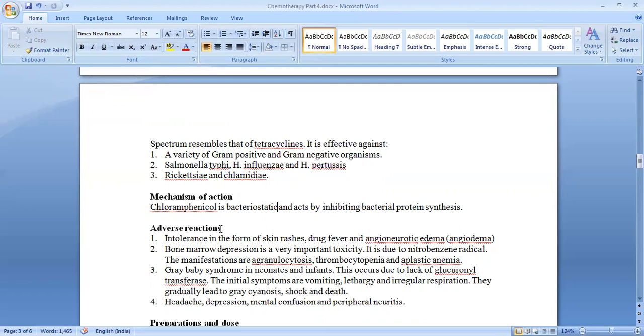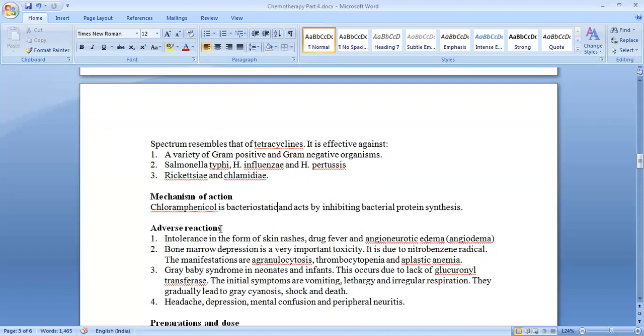Then one very dangerous symptom in babies who are administered chloramphenicol is called gray baby syndrome. Now, what happens is when the newborn baby is there, they do not have an enzyme called glucuronyl transferase. That enzyme is required for the metabolism of this chloramphenicol. So, if that enzyme is not present, then these babies cannot metabolize the drug. So, the level of the drug will go on building up in the blood, because of which toxic effects will be seen.